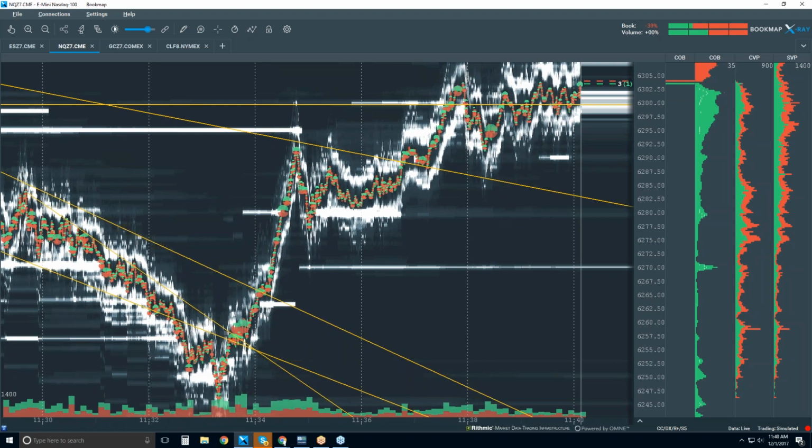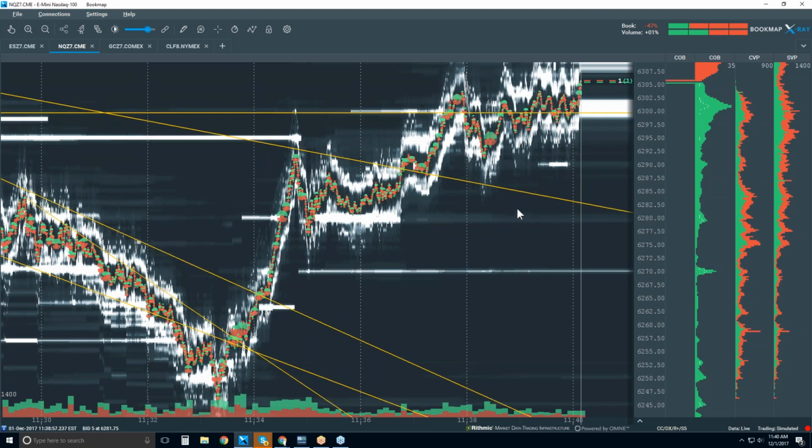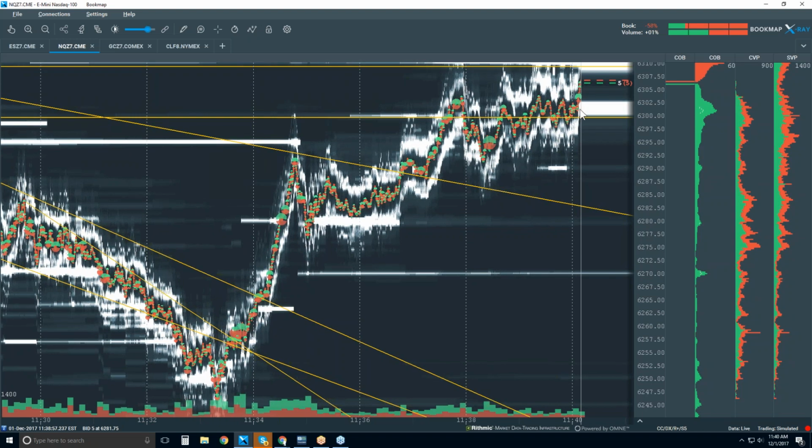Let's see. All right, here we go. This looks good. Let's see the move to the upside. Maybe we'll get that second leg out of this move here, this short squeeze to the upside. Okay. Again, very similar to that cup and handle pattern that we just went through.